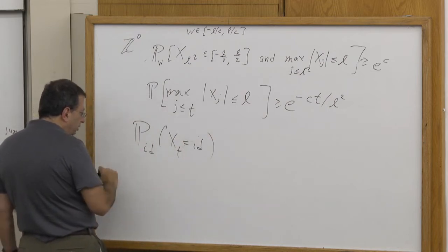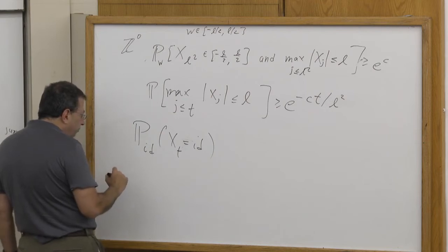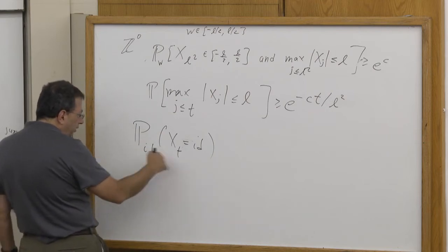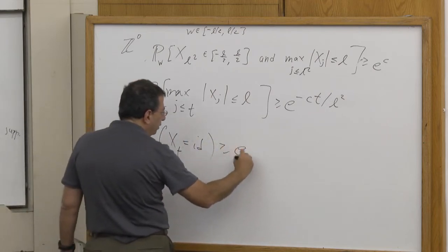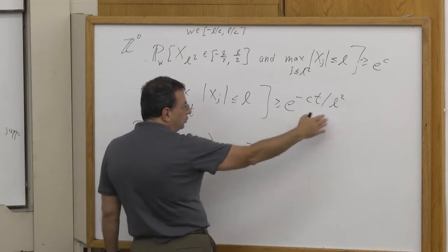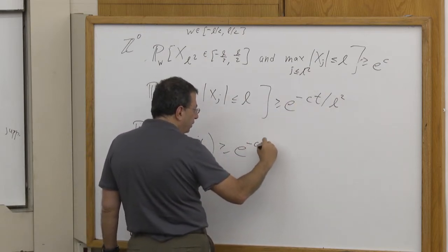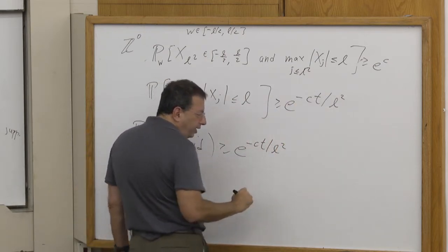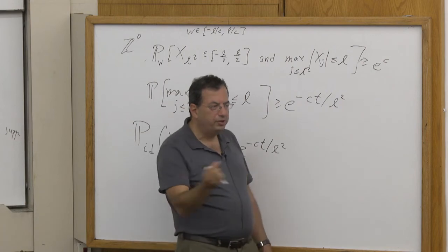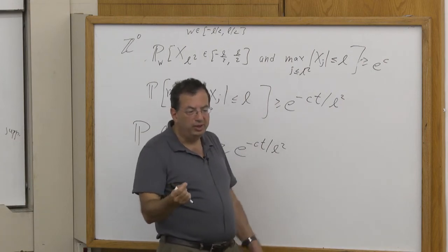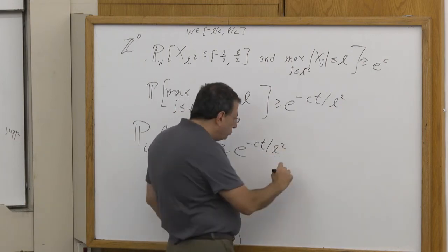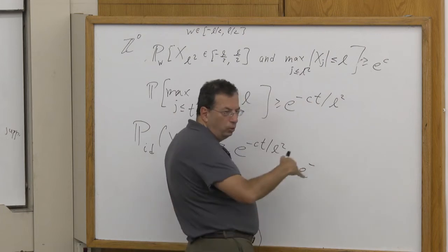Take t to be even. Then this probability is going to be at least, well, I can lower bound it by the probability of staying here, e to the minus constant t over L squared, and then I need to turn off the lamps that were turned on. What's the chance of doing that? Well, there are only 2L lamps.